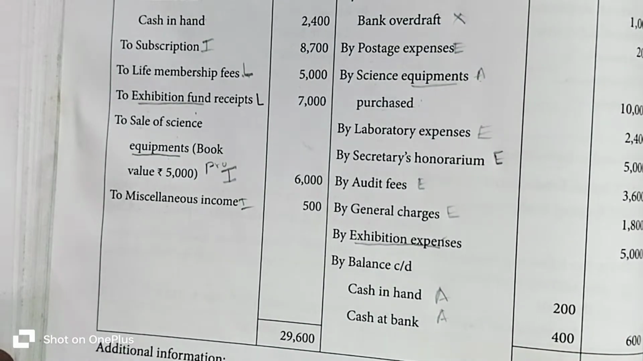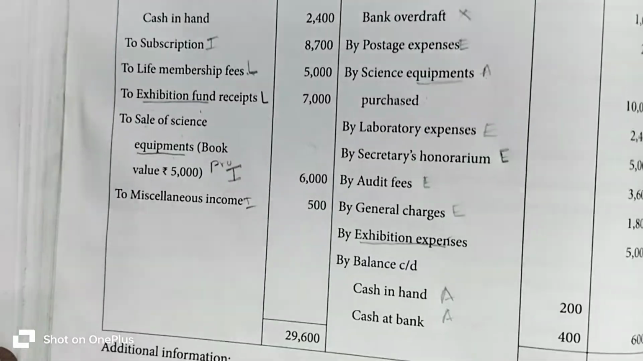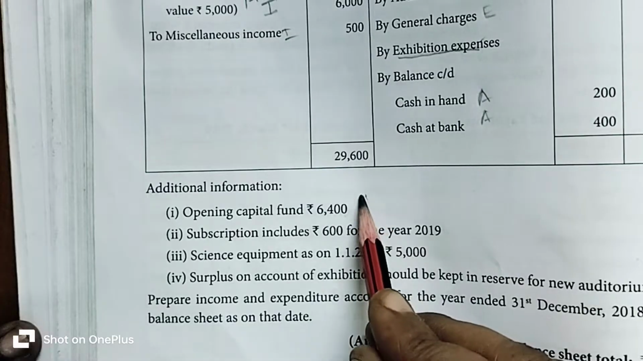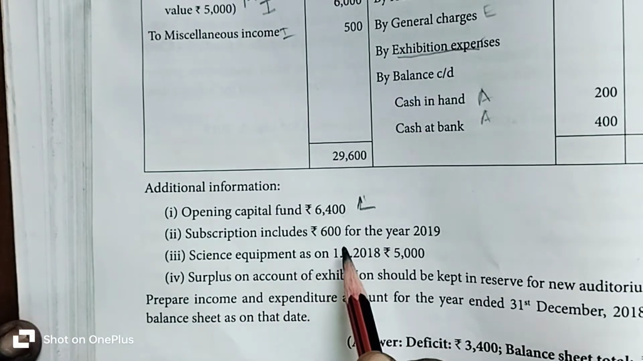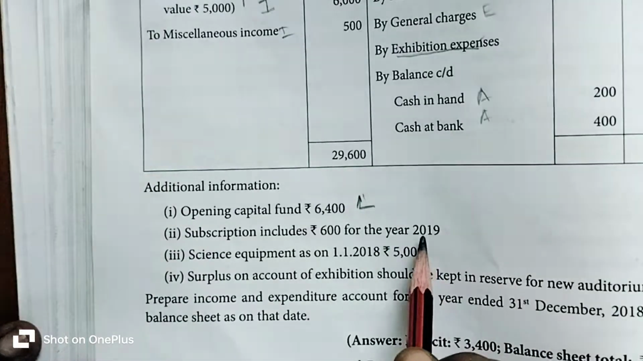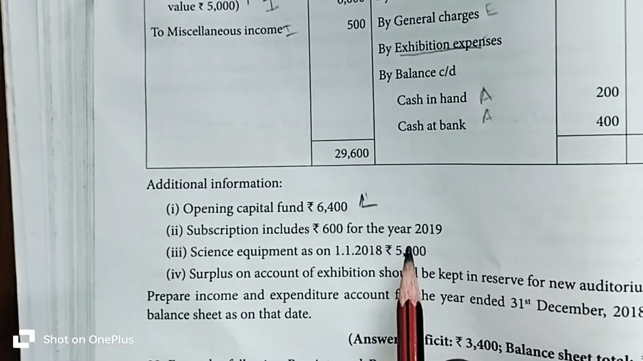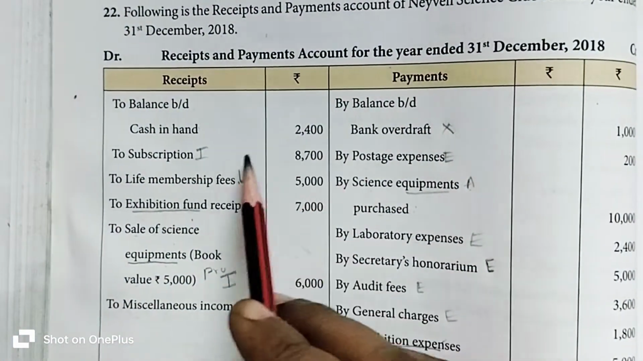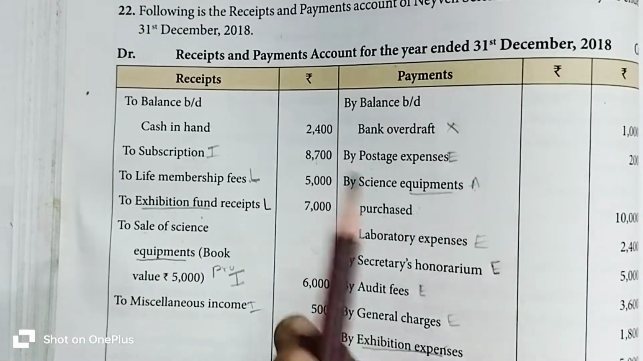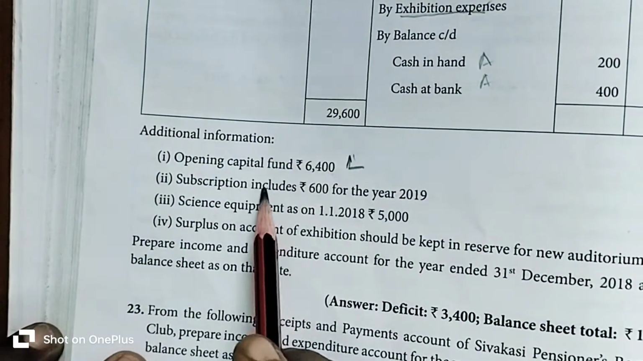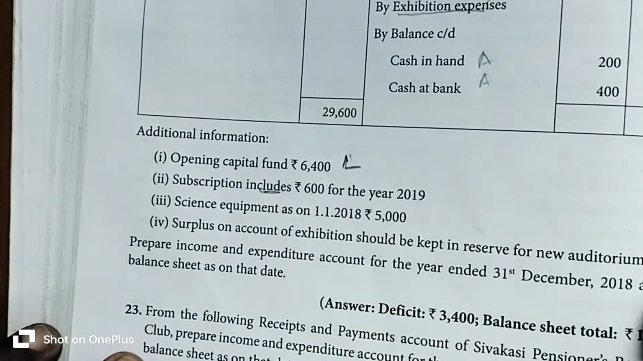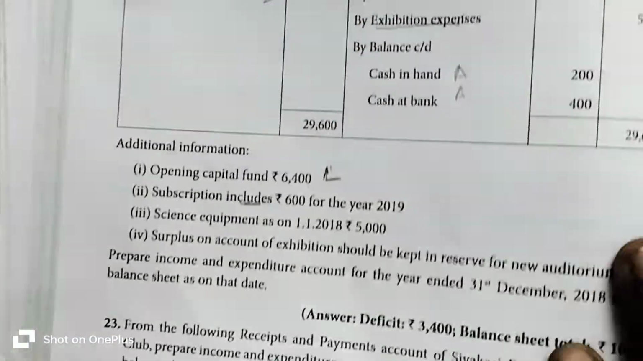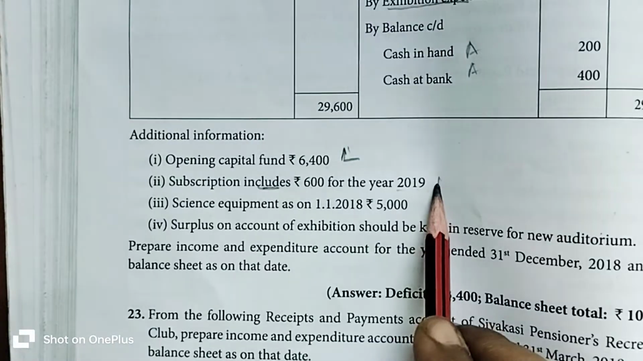Apart from this, they have given additional information. That is, the opening capital fund is given here. It will appear on the liability side. Subscription includes 600 rupees for the year 2019. Listen here, we have subscription received 8,700. Here what they have given is, subscription includes 600 rupees for the year 2019. So 2018 is the current accounting period, and 2019 is the subsequent year.